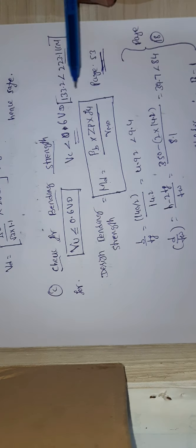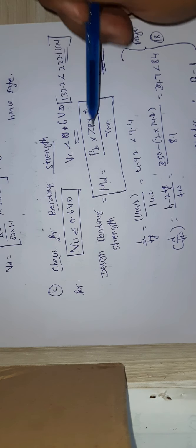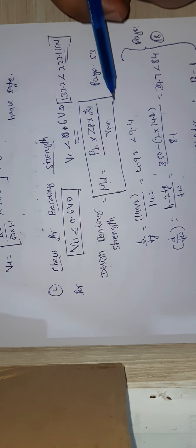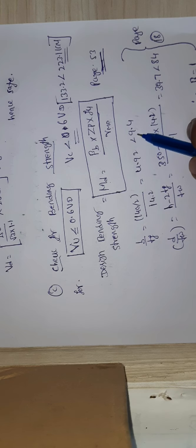You can select the respective sections. You can select what ZP is. Fy is 250, gamma m naught is 1.1. So what is Beta B? Beta B we need to select based on table number 2 and page number 18. So we need to do this one. What is that? B by TF, half of the flange width divided by the thickness of the flange. So 140 divided by 2. I calculated 4.92. It is lesser than 9.4.